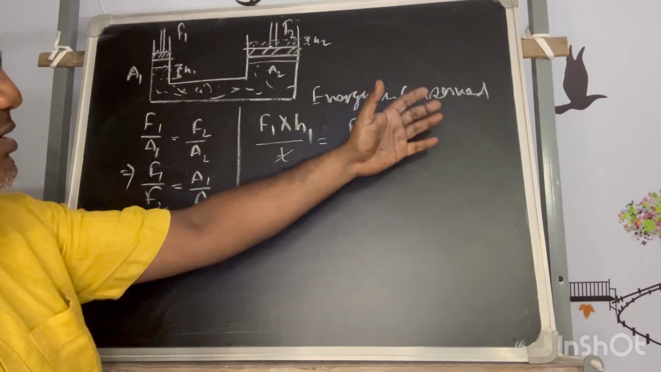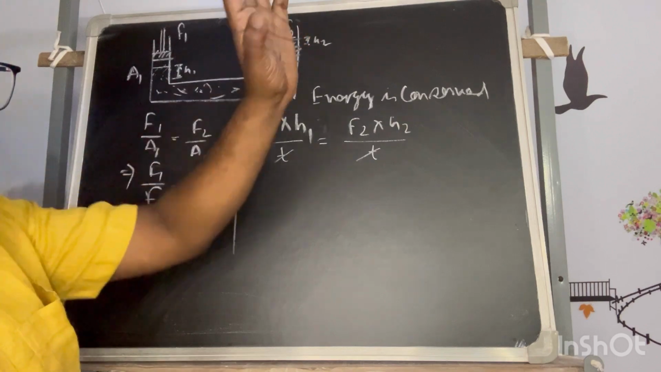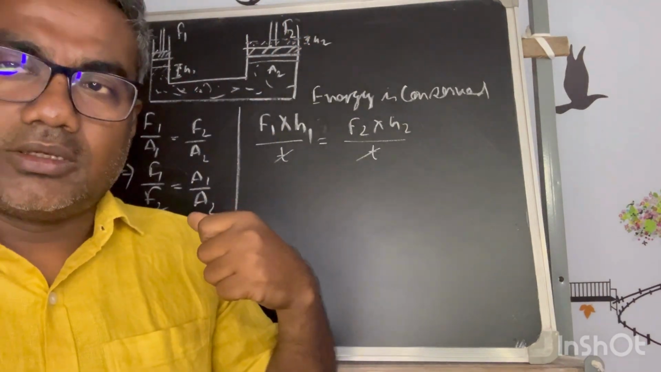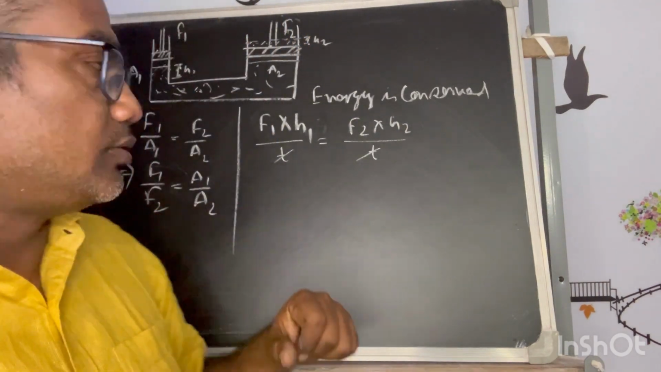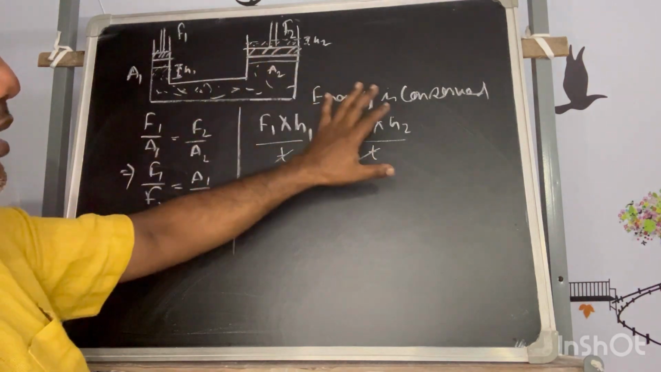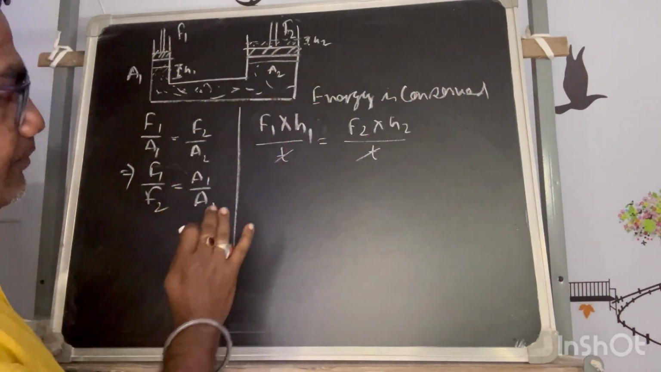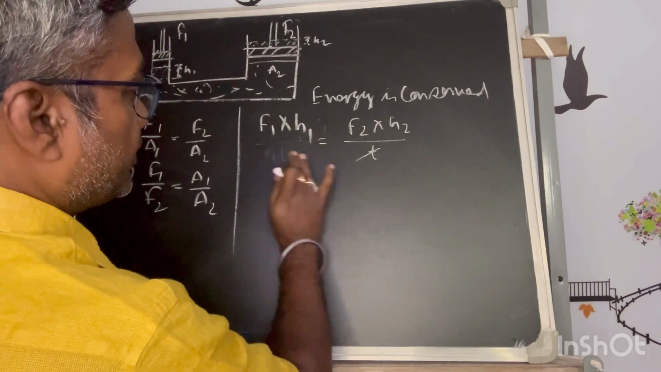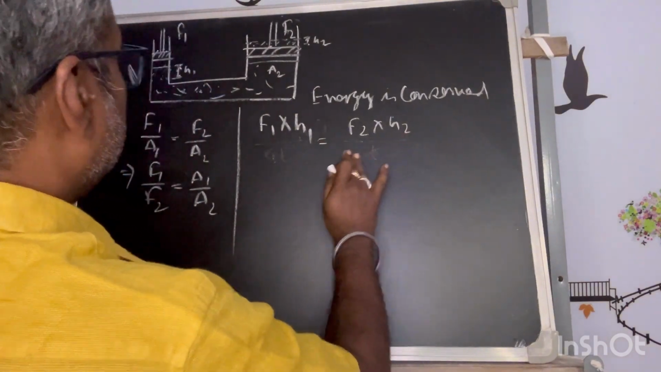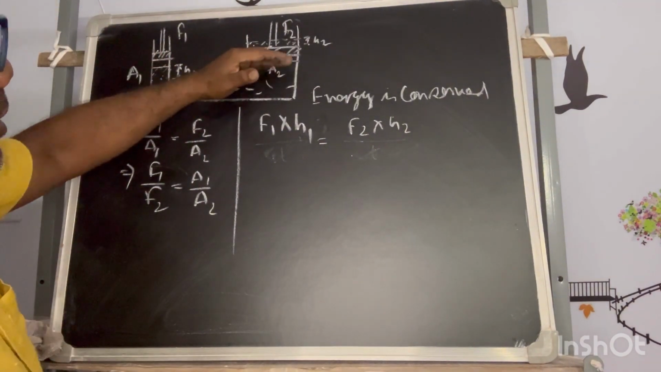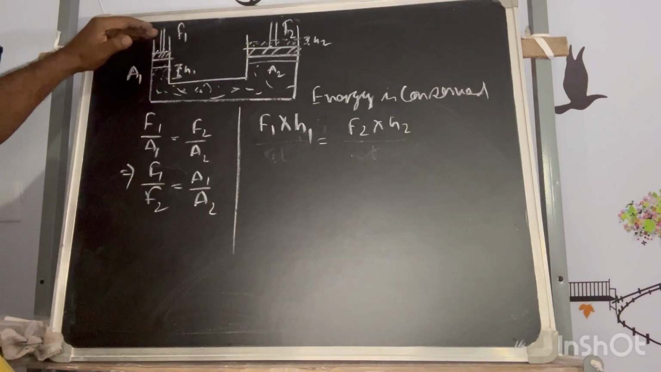So energy is conserved in any system, because energy can neither be created nor destroyed. Whatever energy is in the system will always be conserved. From that concept, energy is work done by time. So this is not affecting it.